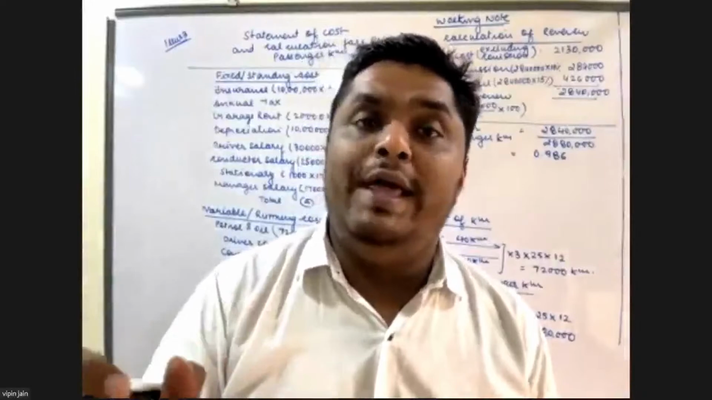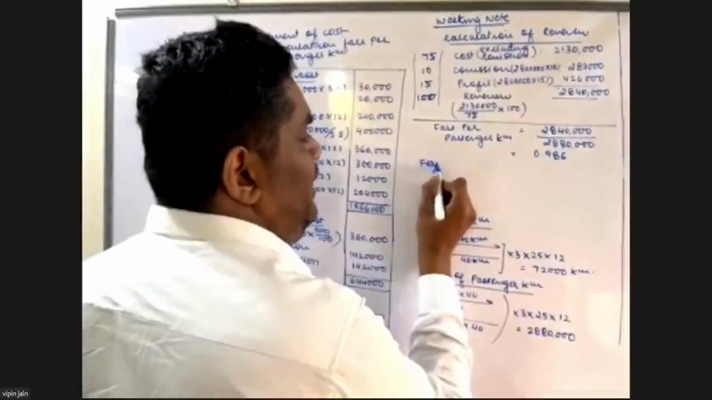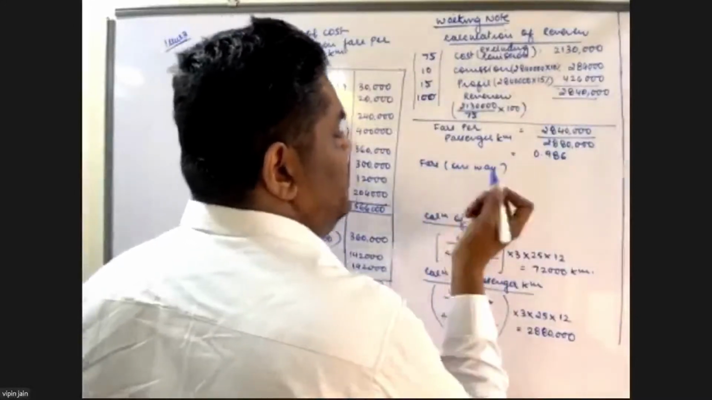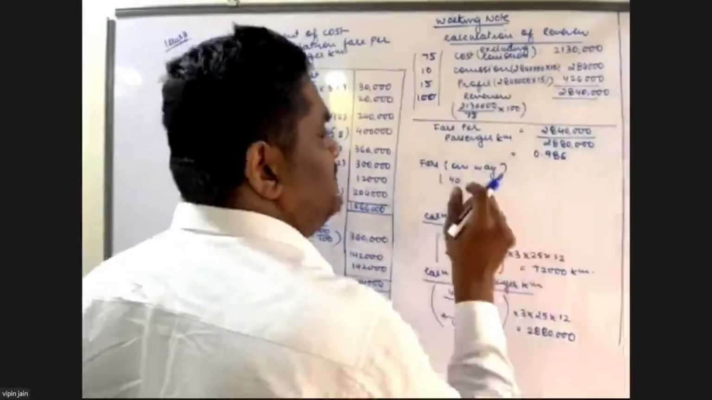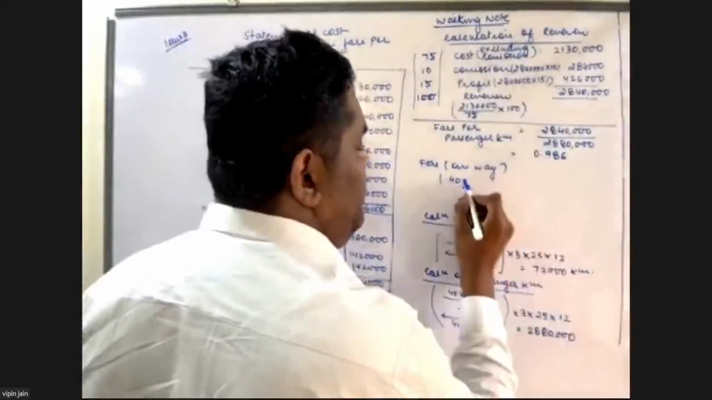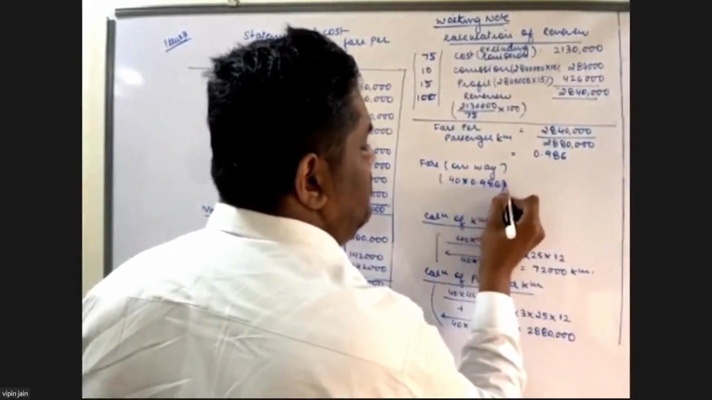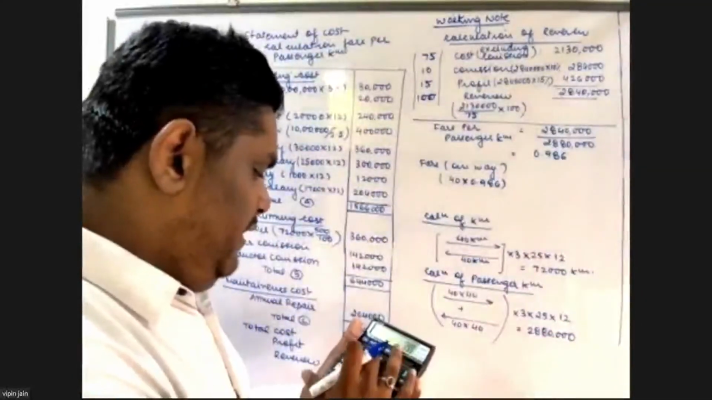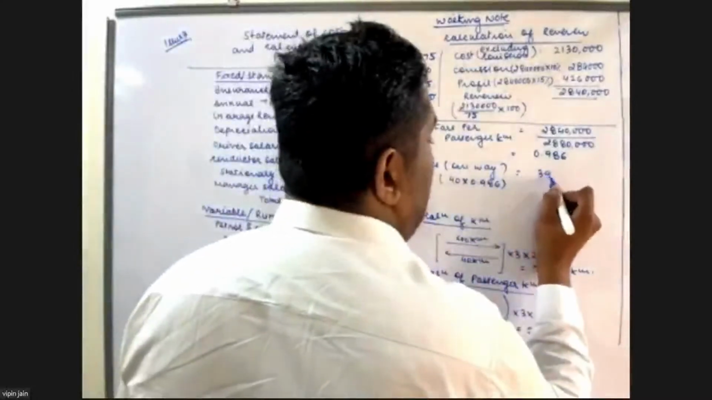So if you want to calculate the fare one way, it's very simple, wherein a passenger is traveling for 40 kilometers and fare per passenger per kilometer is 0.986. So we can easily calculate the fare. It is 40 into 0.986. So that is 39 rupees 44 paise.